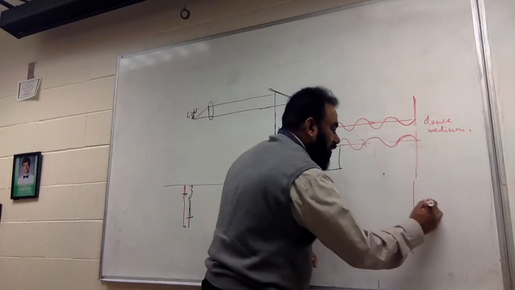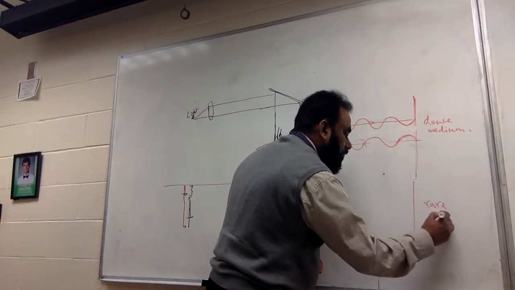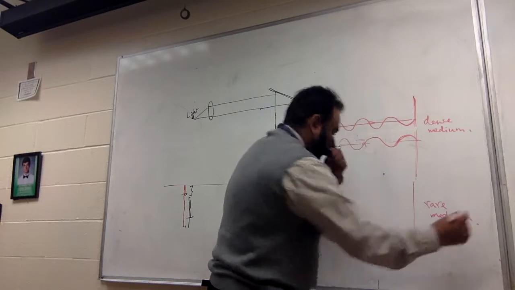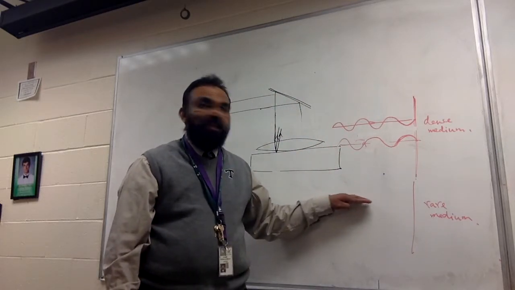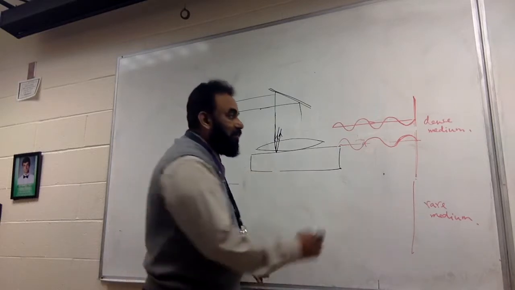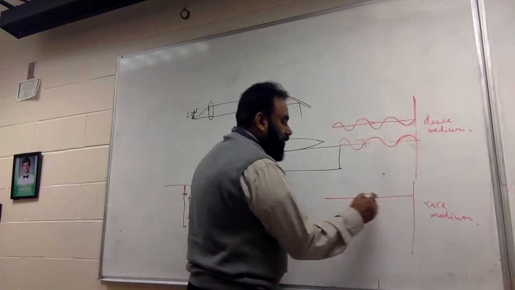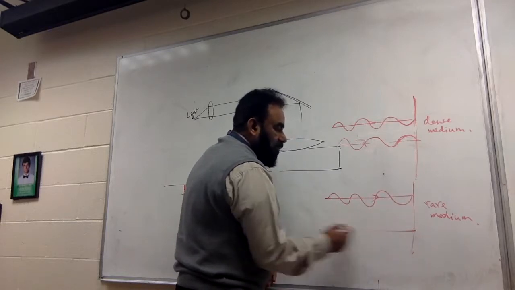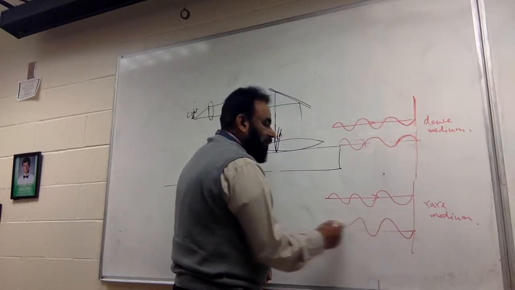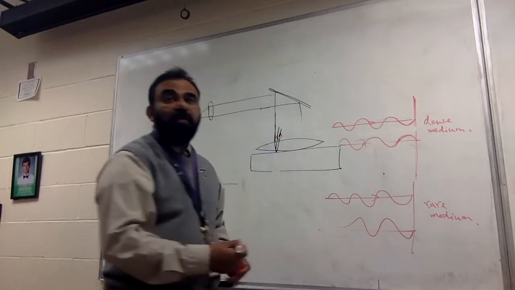Now this is what happens on a dense medium. But on a rare medium, it means like you're coming from the dense medium and then reflecting at a rare medium, this is what happens. The light goes and hits like that, and then the reflected part will be exactly the same thing. It just comes back the same way.